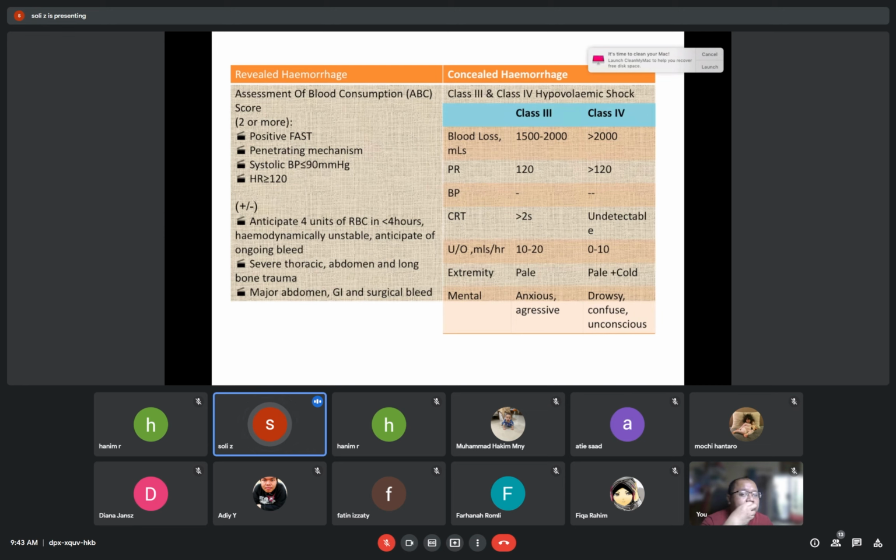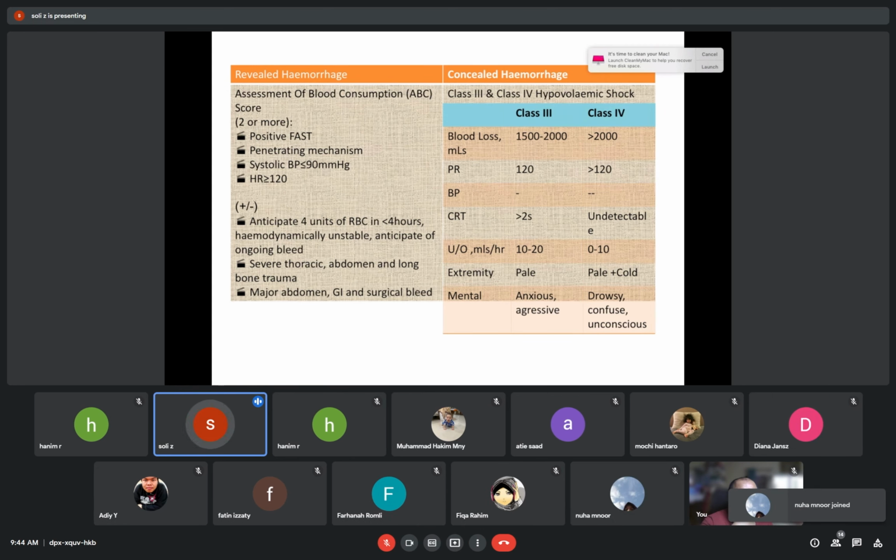So in hypovolemic shock, we activate MTP when there is 150 ml per minute blood loss, classified as class 3 to class 4 hypovolemic shock. It can be assessed clinically, like prolonged capillary refill time or undetectable urine output, extremities pale and cold, and GCS starting to drop.